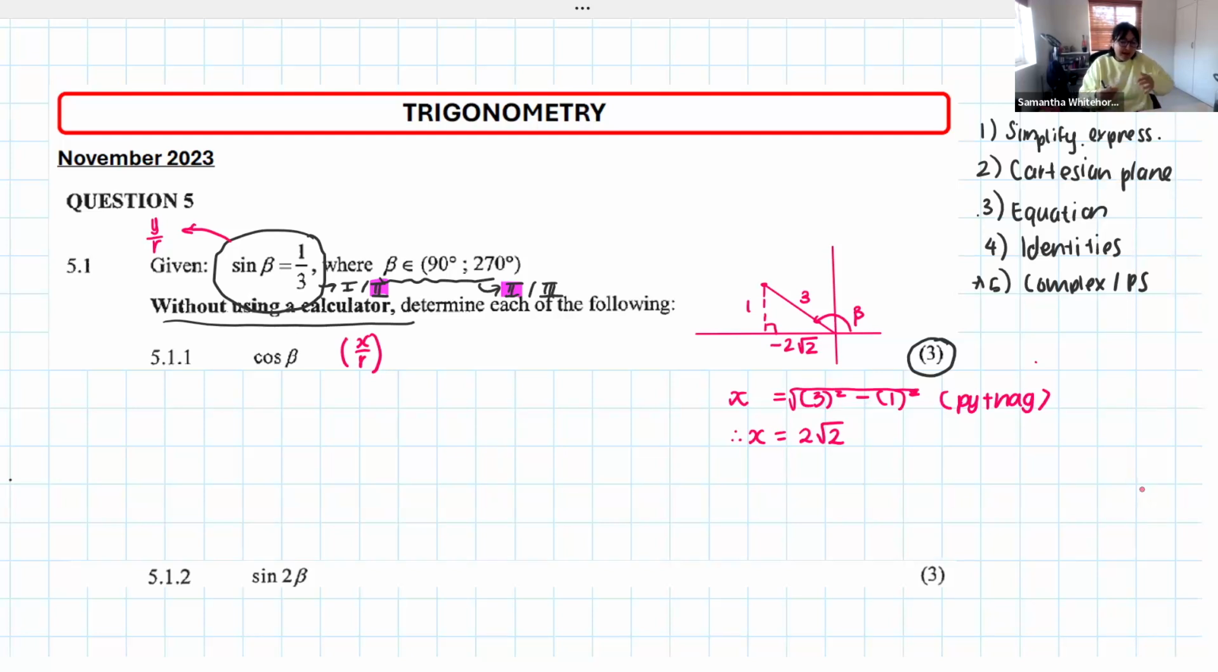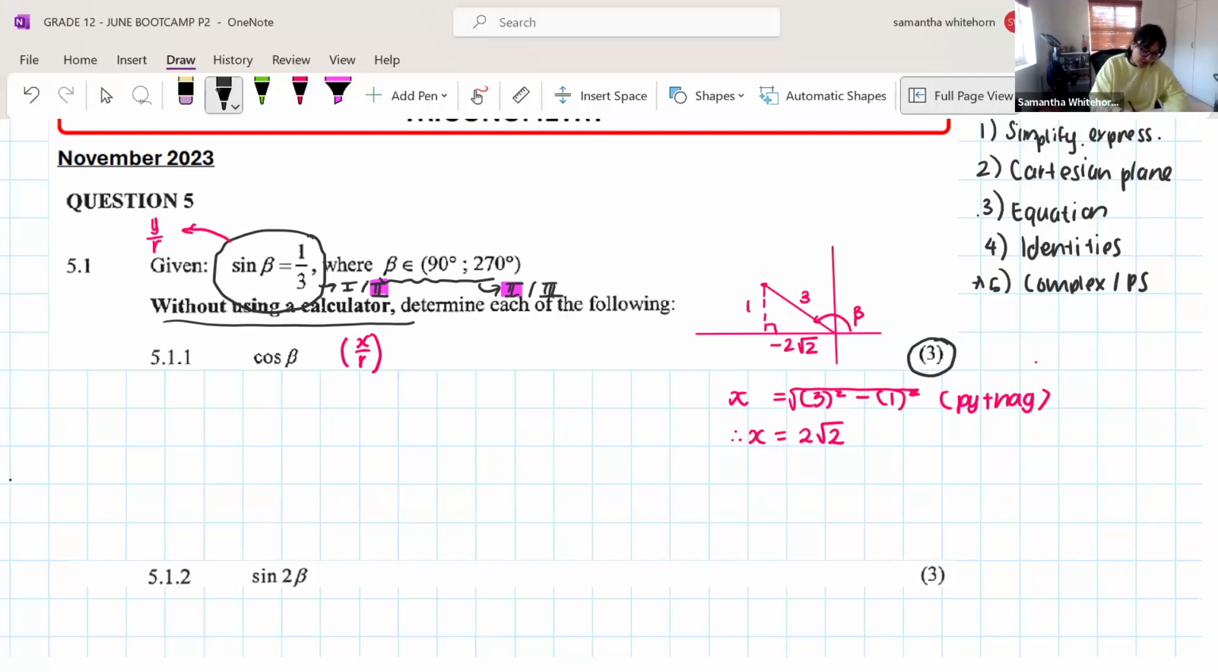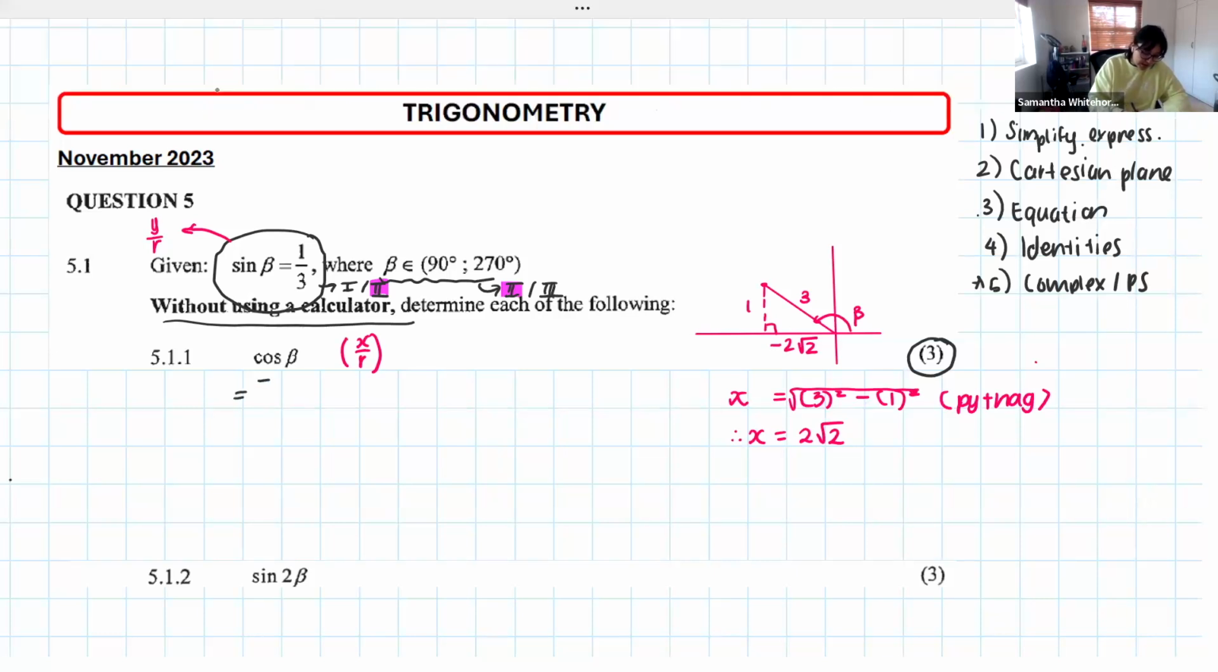Right, now that I have got all of the information I can possibly get from the information given to me, I can go work out cos beta. So cos beta, exactly as I've just said, is x over r. You've just worked out x to be negative 2 root 2, and your radius was 3. That's it. That is all you have to do. That's all that's required of you.